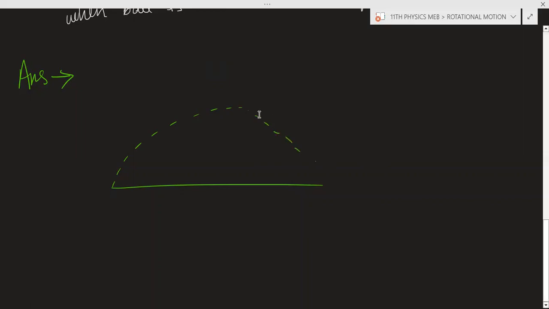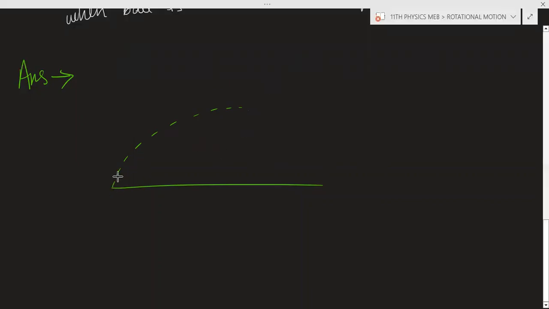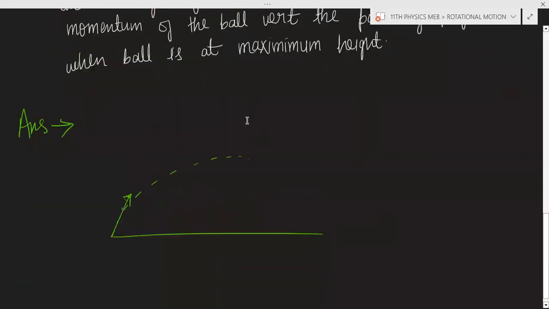Consider this. The velocity here with the ground is at 45 degrees. This velocity is given as v. They are saying this angle is 45 degrees, and somewhere here will be the maximum height.